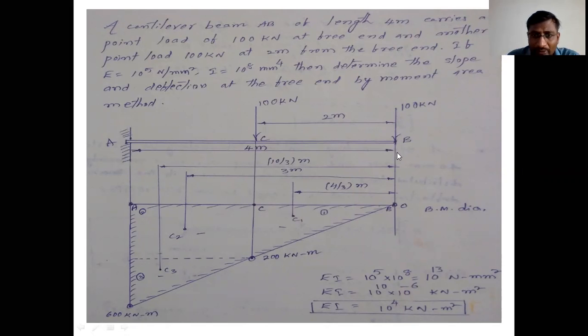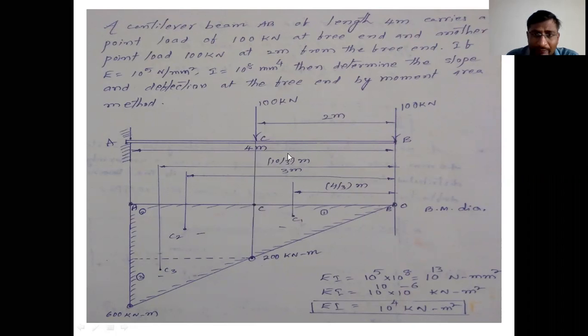So what is the bending moment at point B? It is 0 because the bending moment means the algebraic summation of all the moments acting on the right side of the beam. There is no beam on the right side of the point B. Therefore, the bending moment at point B is 0. Clear? So what is the bending moment at point C? How to calculate the bending moment? Bending moment is the algebraic summation of all the moments on the right side.